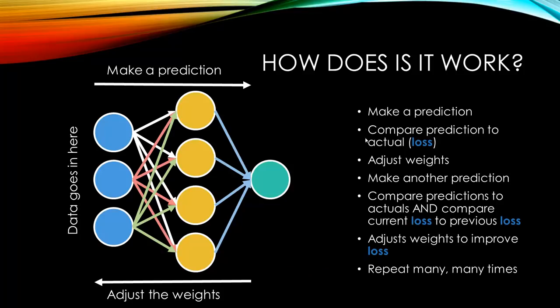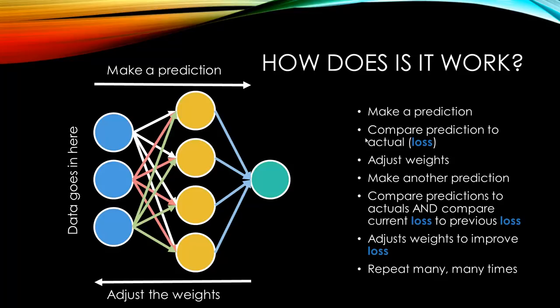Okay? So let's review. Make a prediction. Compare the prediction to the actual, and that's called the loss. In machine learning parlance, this is the loss function. The loss is the thing we want to reduce. Adjust the weights and then make another prediction, which means just push it through the network again, applying the math we've applied, but now using these new weights. Compare that prediction to the actuals, all right, and compare it to the previous run. Did I get better or worse? Adjust the weights to reduce the loss.